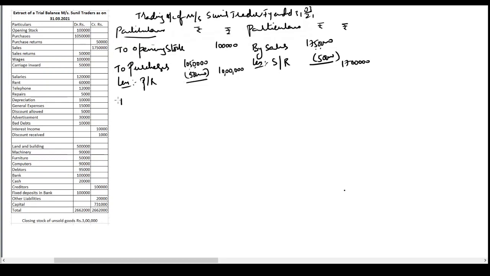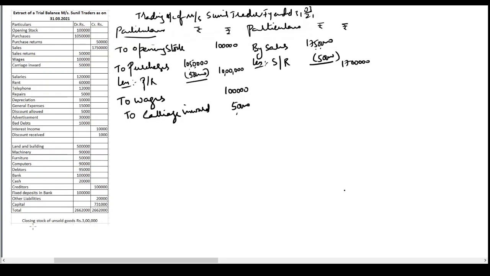Wages is a direct expense. We debit it to the trading account. We pass the entry trading account debit to wages, 1 lakh rupees. Carriage inward is also relating to the manufacture of the goods, or we can say to bring the goods to the point of sale. Carriage inward is debited to the trading account, 50,000.